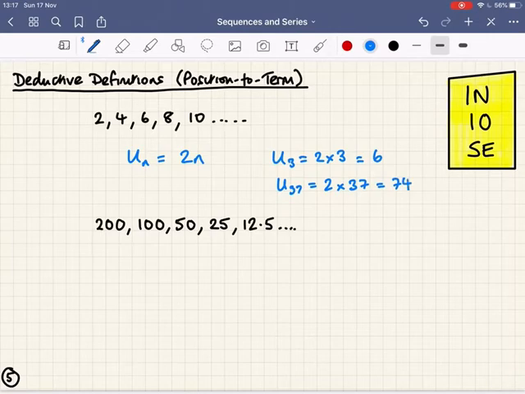The second sequence, again, I can define that as a position to term rule by saying that un is equal to, well, I am taking my first term 200, and each time I'm multiplying it by half to the power of n minus 1. So for example, the third term is 200 times a half to the power of 3 minus 1, which is a half squared, which is a quarter. So 200 times a quarter is equal to 50. That's much more useful and more commonplace when we're working with sequences.